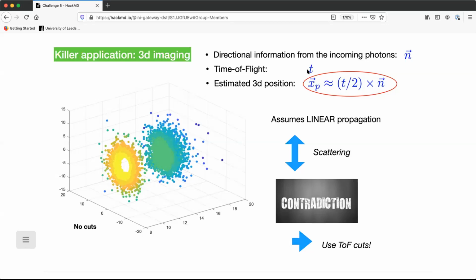And if the detector and laser are close by, and there's not much scattering involved, it's mainly forward direction, then roughly t/2 is giving you the distance where the object is. So what you could do is take the directional information from your photons, take half of the time of flight, and then you reconstruct the scatter center in 3D space. That assumes, of course, a linear propagation, and we already know that's not true because we got a lot of scattering in between.